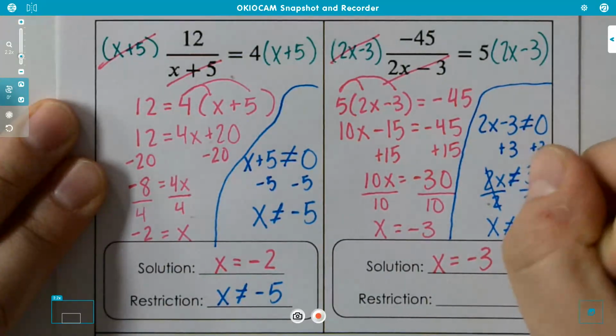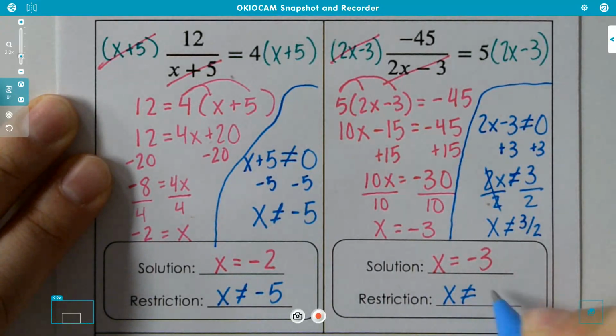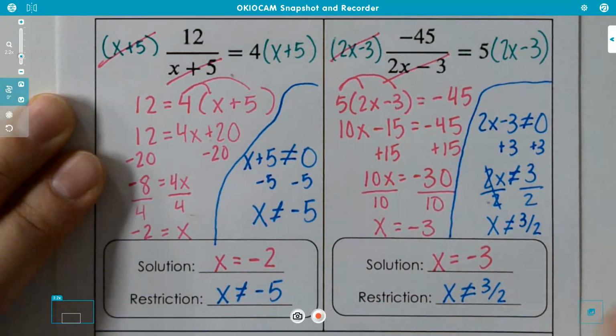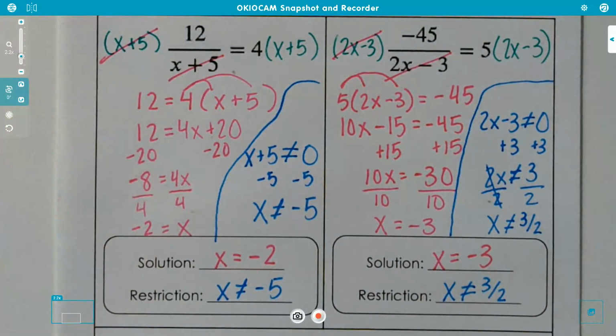We are going to leave our answer as an improper fraction. X cannot equal 3 halves. So you will leave your answer as an improper fraction. Do not change it to a decimal, because in this case, we could do an exact decimal. 1.5 is exactly 3 halves. But if it's like 1/3, it's 0.333 continuous, you can't do an exact decimal. So there's no reason in life to round unless you are asked to. And since we can't always round, we're never going to round. We're always going to leave it as a fraction.